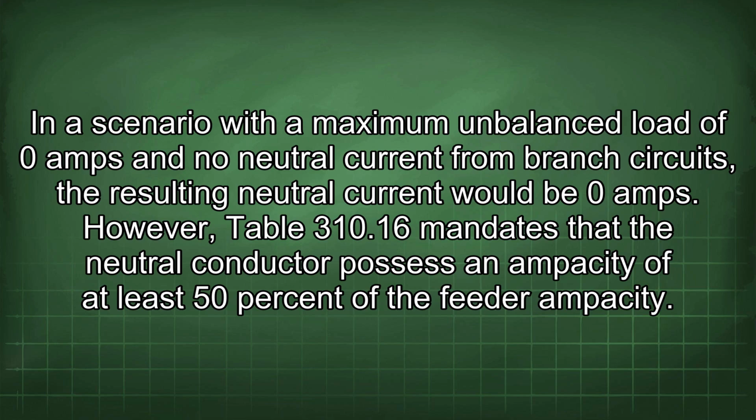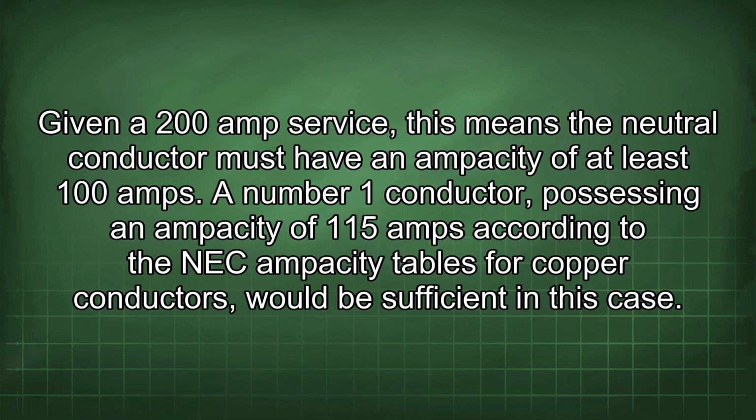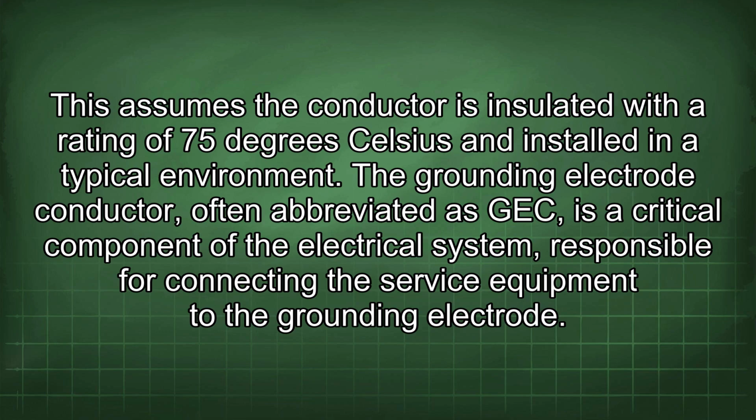However, Table 310.16 mandates that the neutral conductor possess an ampacity of at least 50% of the feeder ampacity. Given a 200 amp service, this means the neutral conductor must have an ampacity of at least 100 amps. A number 1 conductor, possessing an ampacity of 115 amps according to the NEC ampacity tables for copper conductors, would be sufficient in this case. This assumes the conductor is insulated with a rating of 75 degrees Celsius and installed in a typical environment.